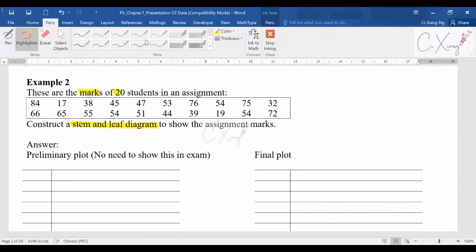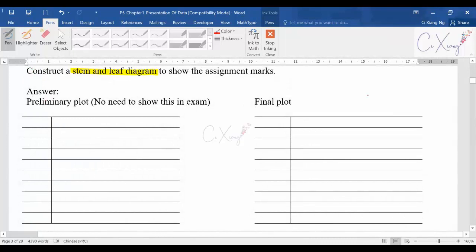Generally, the first step is I will ask the student to look at the smallest value throughout the whole set of data. The smallest value is 17. And what is the largest value for this set of data? Is it 84? I think it should be 84. So the smallest number is 17 and the largest number is 84.